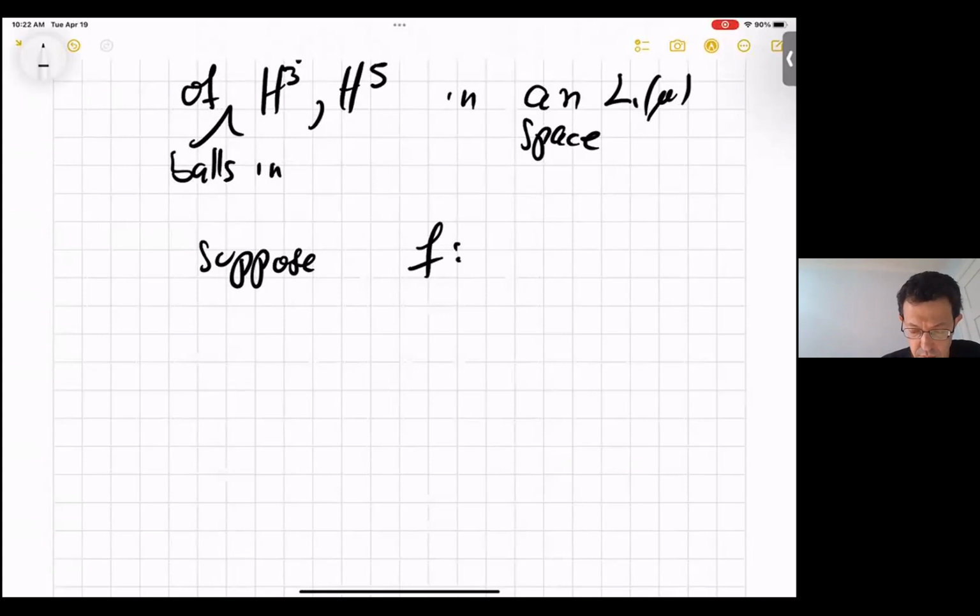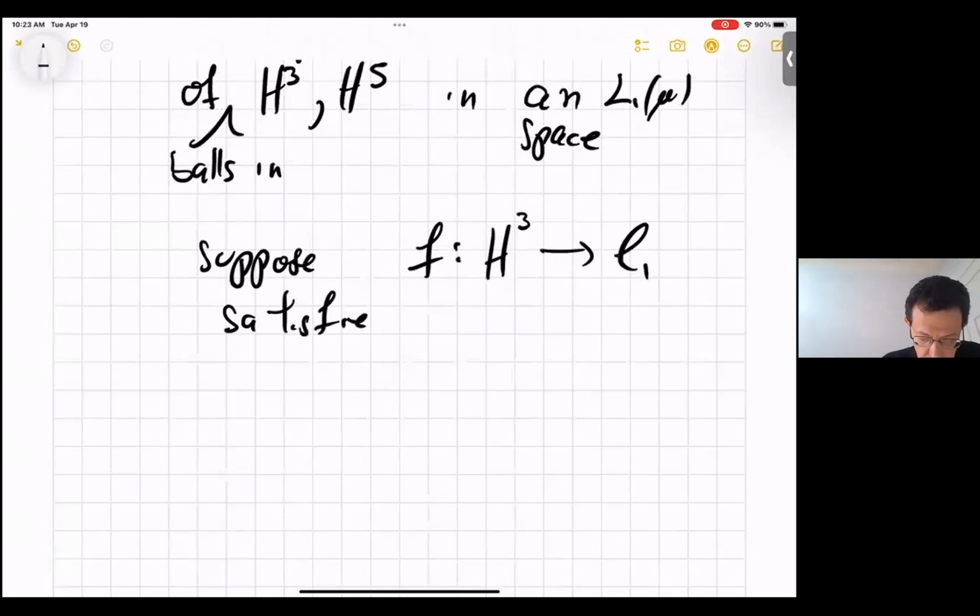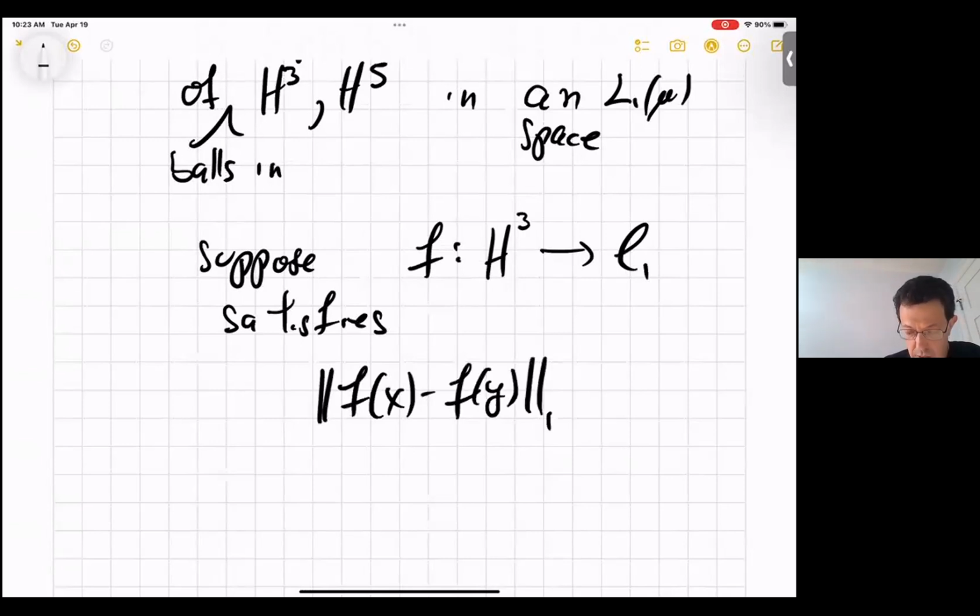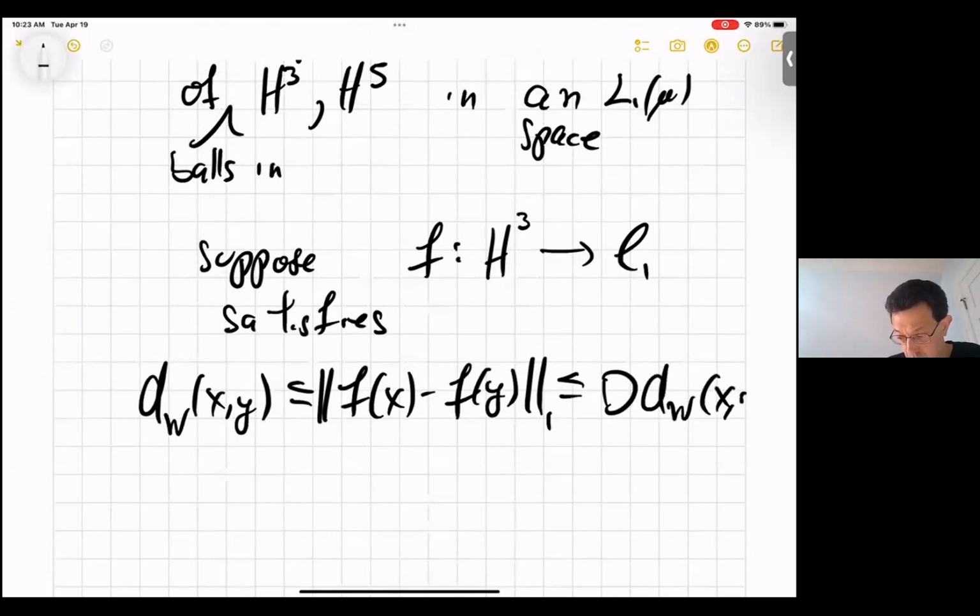So you have f from H3 to L1, or any L1, which satisfies this: f(x) minus f(y) in L1 is always at least the word distance between x and y, and at most some number D times the word distance between x and y. This is for every two points in the ball of radius n.